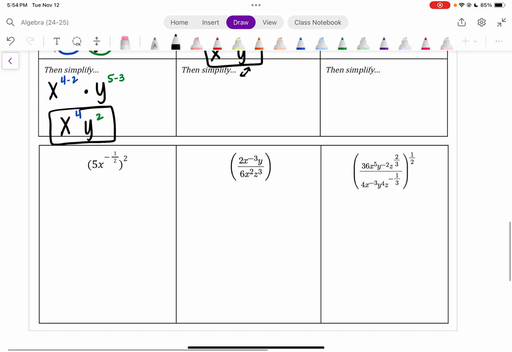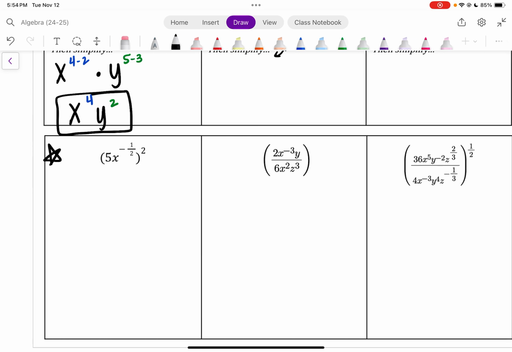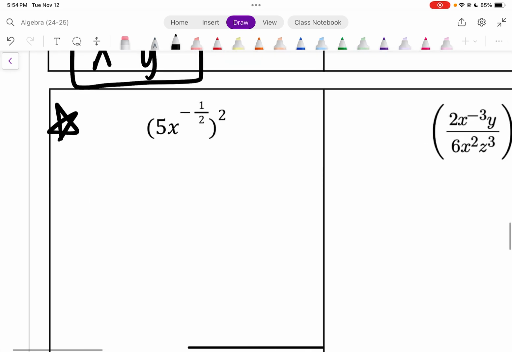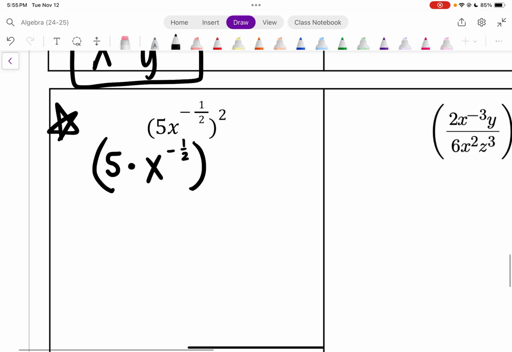All right, jumping down, we are going to do this example here and this example here, and then we are going to be done. All right, so looking at 5x to the negative 1/2. So before we do anything, we are moving, okay? So I'm going to go ahead and separate those. 5 times x to the negative 1/2, parentheses to the 2. Do not distribute that 2 yet. Let's move first. So I see that I have a negative 1/2 here first. So the first thing I'm going to do is flip that to be happy.